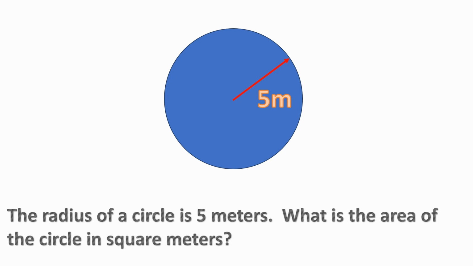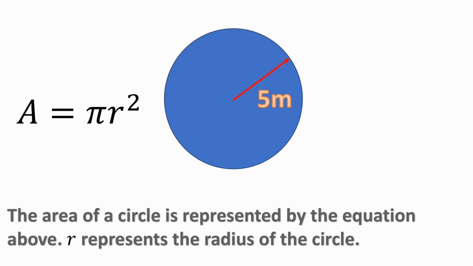I got a simple problem here. It's about the area of a circle. The problem states that the radius of a circle is 5 meters. What is the area of the circle in square meters? So you've got a diagram here of the circle with the radius of 5 meters.